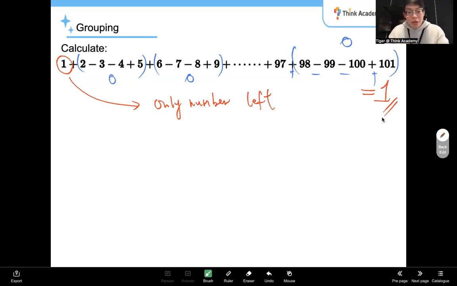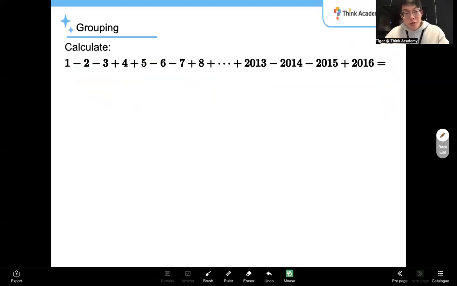Okay, so I hope that you can try to make use of this technique to solve the last question right here. I think that's going to be pretty easy for you now. Just try to observe the patterns and make a choice. Like, how would you group these numbers? This is called the grouping method.